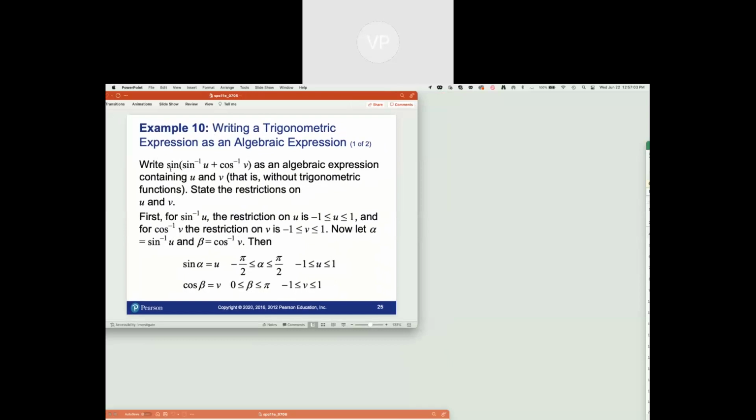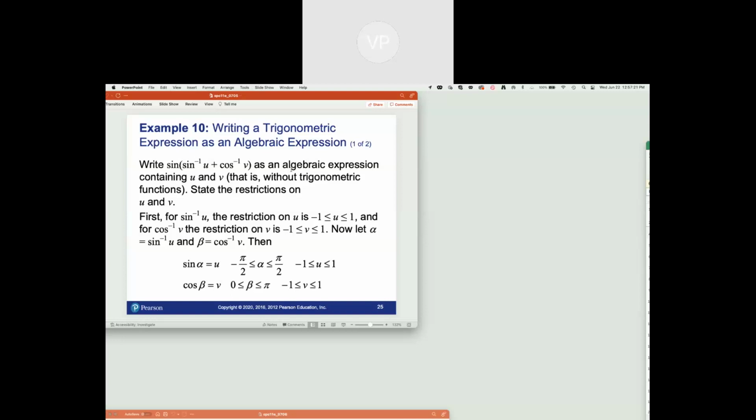And it starts to get, this is one of these, I'll tell you, it's like the next level up there, but it's doable to us. Okay? They want us to write the sine of the inverse sine of u plus the inverse cosine of v as an algebraic expression containing u and v.